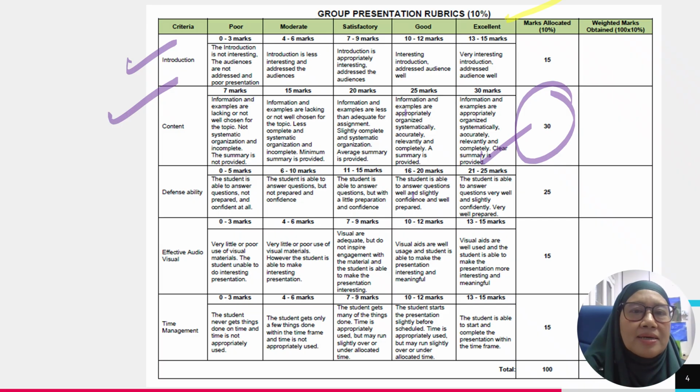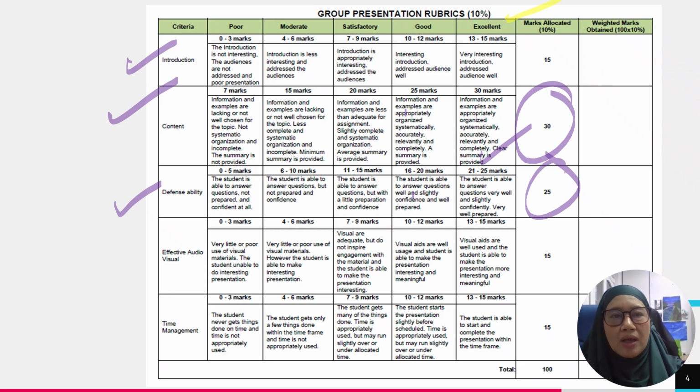Okay, the third one is defense ability. So this one is 25 marks. This evaluates how well your group handles questions. Please be prepared to defend your idea with confidence and logical reasoning. But practice with your team. Okay, anticipate possible questions from the audience or from me, and prepare thoughtful answers.